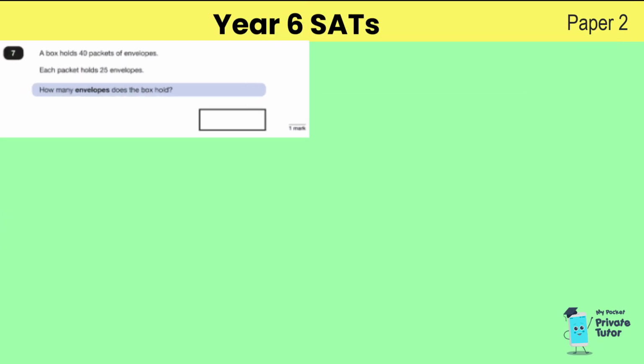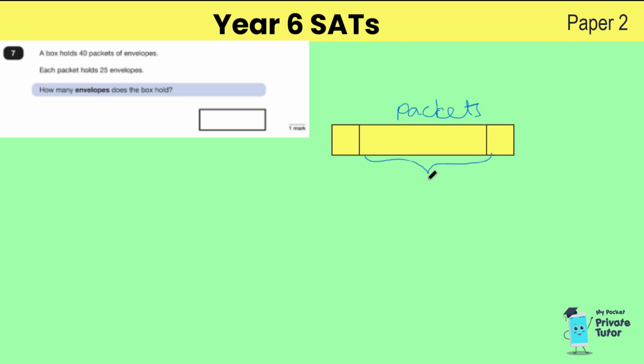Question 7. A box holds 40 packets of envelopes, and each packet holds 25 envelopes. How many envelopes does the box hold? Now, I'm going to use the bar method to represent this visually, so you can see how this helps to visualize the calculation you need. So I'm just using the first bar to represent the 40 packets of envelopes. So these are the packets. So these represent the 38. I'm not going to draw out the whole 40, okay?